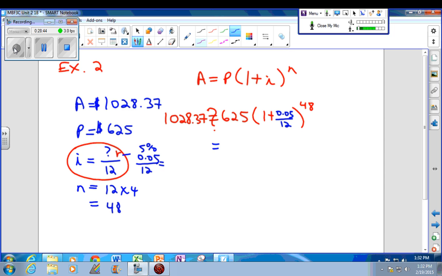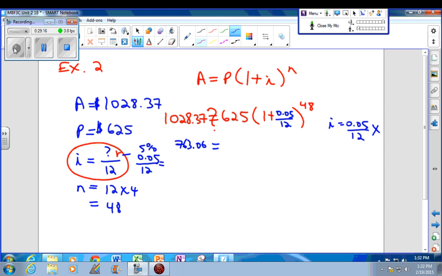times 625. Okay, and the amount we get is 763.06. So it's 763.06, which is way too low, isn't it? It's way too low by quite a bit. So that I value didn't work. That was I equals 0.05 over 12. So that was no good. But it gives us an idea of where we want to start.